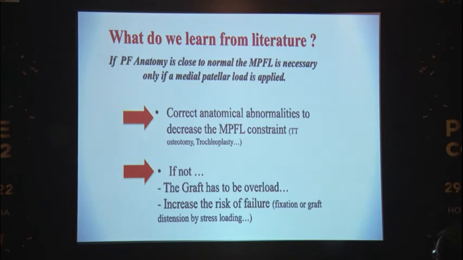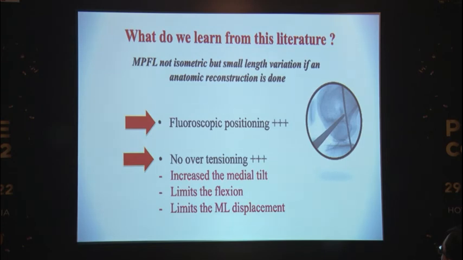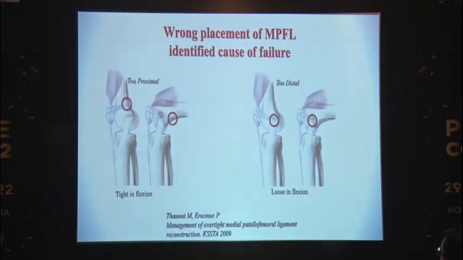So what do we learn from the literature is definitely that you need to correct the anatomical abnormalities to decrease the MPFL constraint. If not, the graft will be overloaded for sure, and the risk of failure will increase. Fluoroscopy positioning, very important. No over tensioning, as I said, because you will get a flexion limitation, or you will have some pain. And you always say that, wow, the MPFL has been wrongly positioned. Okay, so use the fluoroscopy, no problem. You will be always very good.